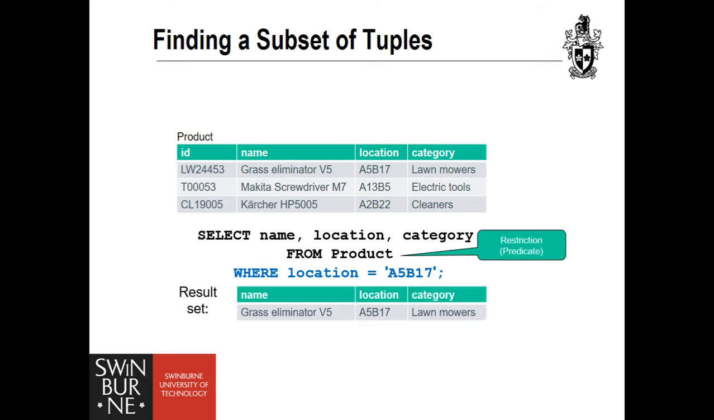If you want to find only a subset of the rows in the table, you simply add a where clause to your select statement. Where clauses impose conditions that restrict the number of tuples included in the result. Therefore, they are also known as restriction. To add more terminology, where clauses are also called predicates.